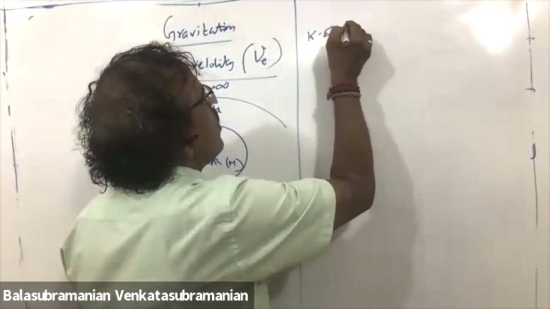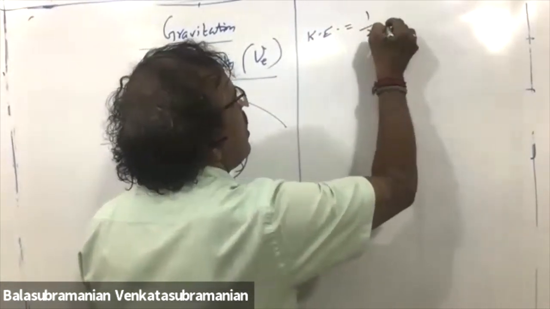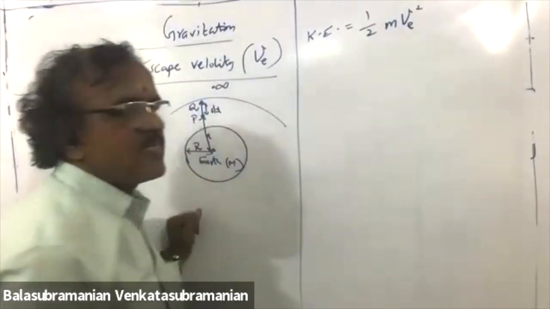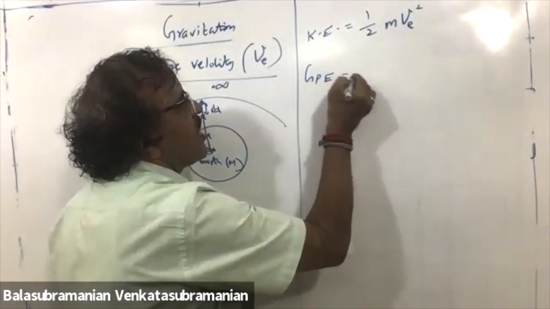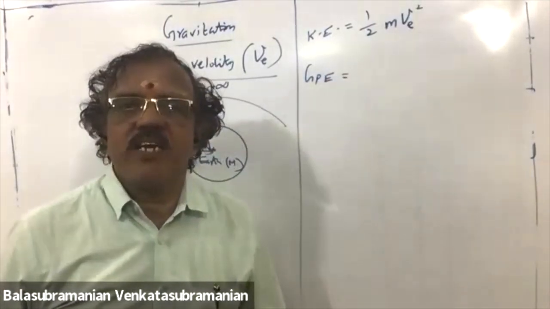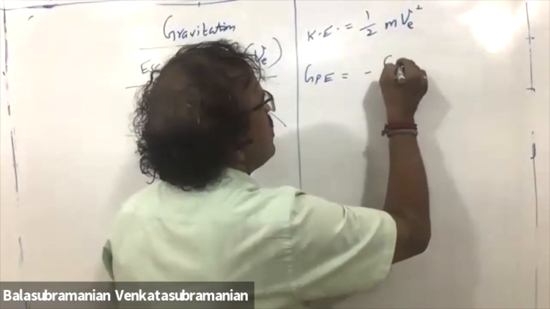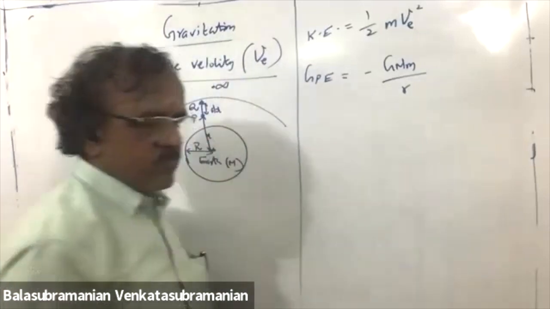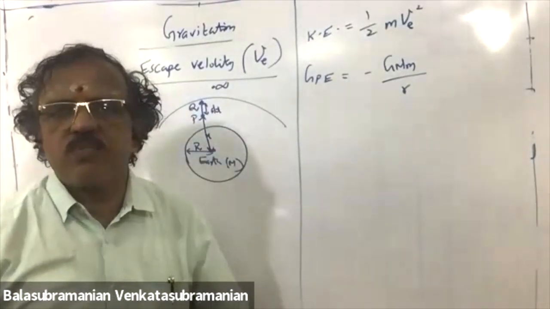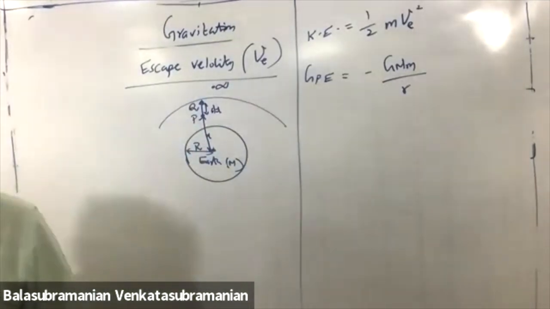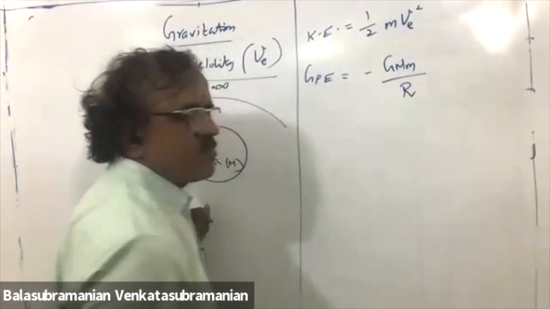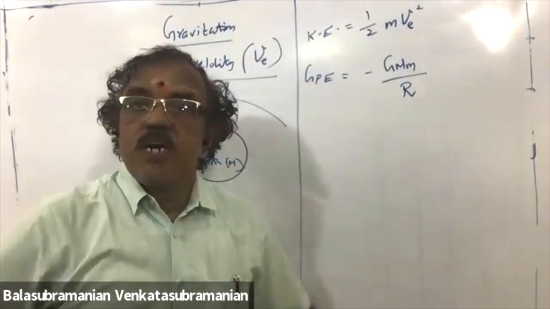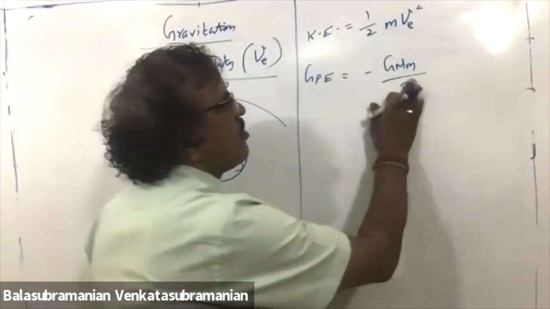Kinetic energy of the particle or body of mass m is half m Ve square. Ve is nothing but escape speed or escape velocity. Gravitational potential energy, just now we have seen the formula, is minus GMm by R. You can put x, no problem. On the surface of the earth it becomes capital R, but as you are moving away it is small r.